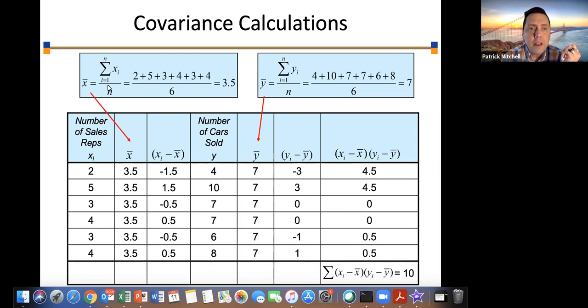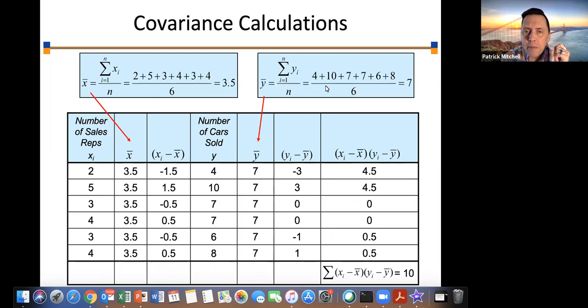So first we calculate the mean for X, and that comes out to 3.5. Now what they did, they made a whole column just for X bar, which I don't normally do, but it might help make it a little bit more clear. So notice in this column, X sub i minus X bar, they get that by doing 2 minus 3.5 is negative 1.5. 5 minus 3.5 is 1.5. 3 minus 3.5 is negative 0.5. Etc. And then they do the same thing for Y.